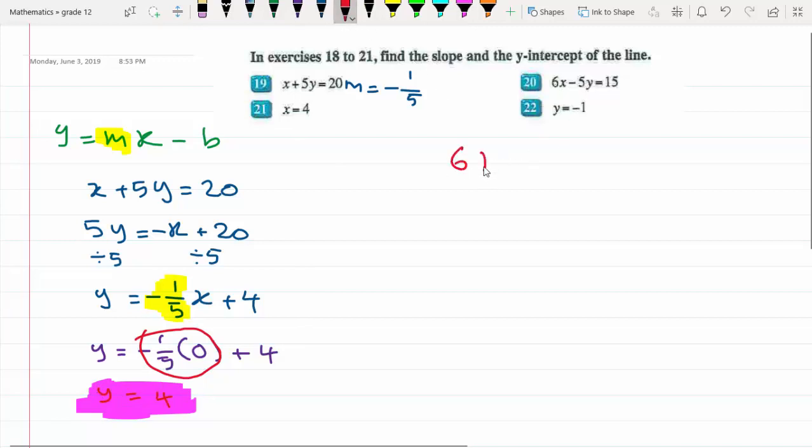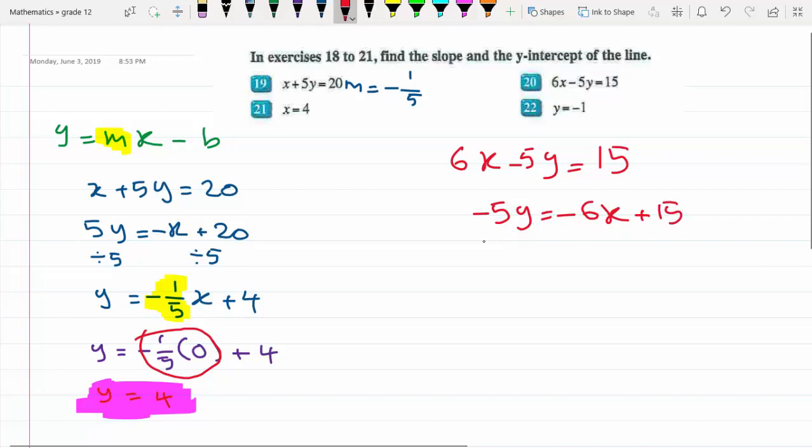Question 20. We have 6x minus 5y is equal to 15. This 5y is negative. If we send it to the other side, it will be positive, or we can just keep it on this side. Later on, we divide by negative 5 to get rid of the negative. So, like the previous question, send the x to the other side. So, negative 5y is equal to negative 6x, because 6x is positive, plus 15, because this 15 is positive.